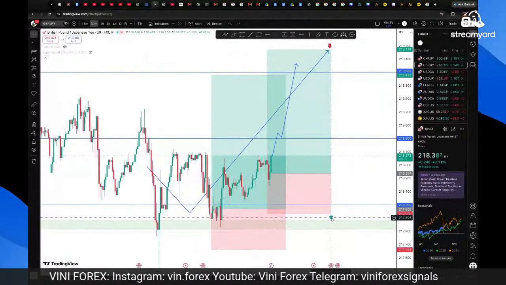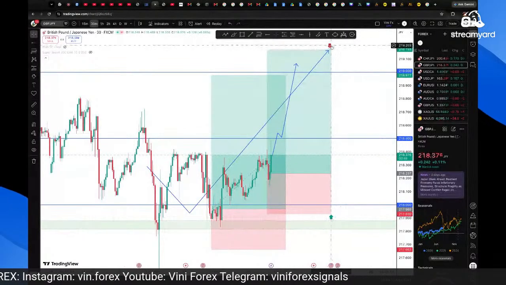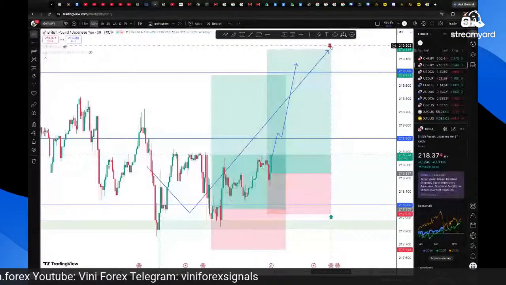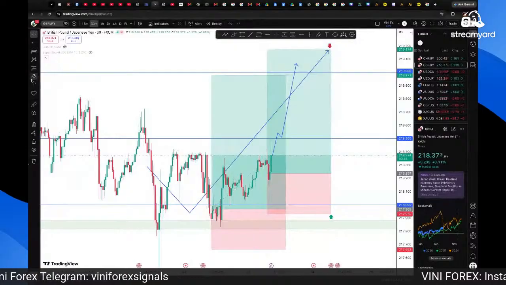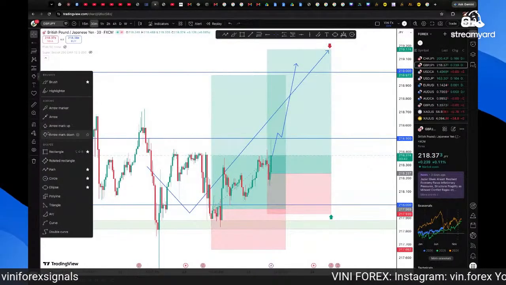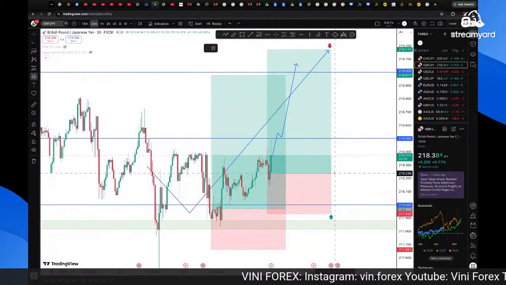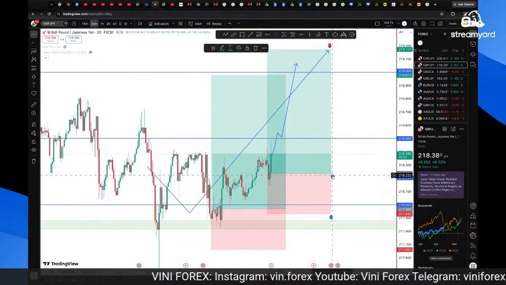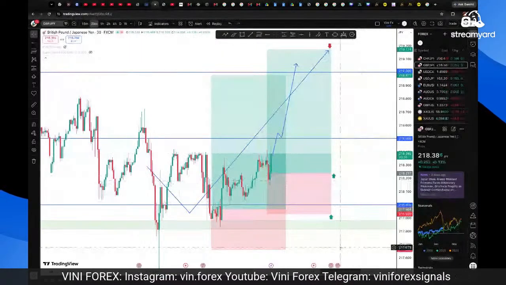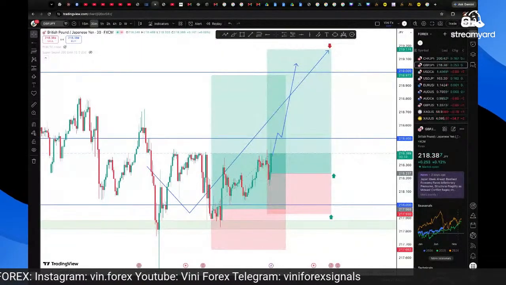This blue arrow is my stop loss. And here is my take profit. And here is my entry point. This is the point where I enter the market. Here. You see it?